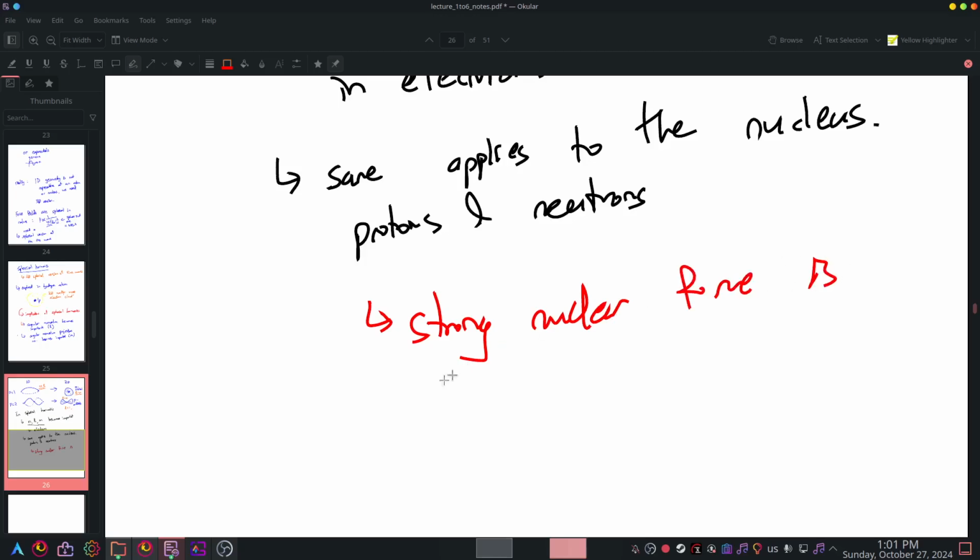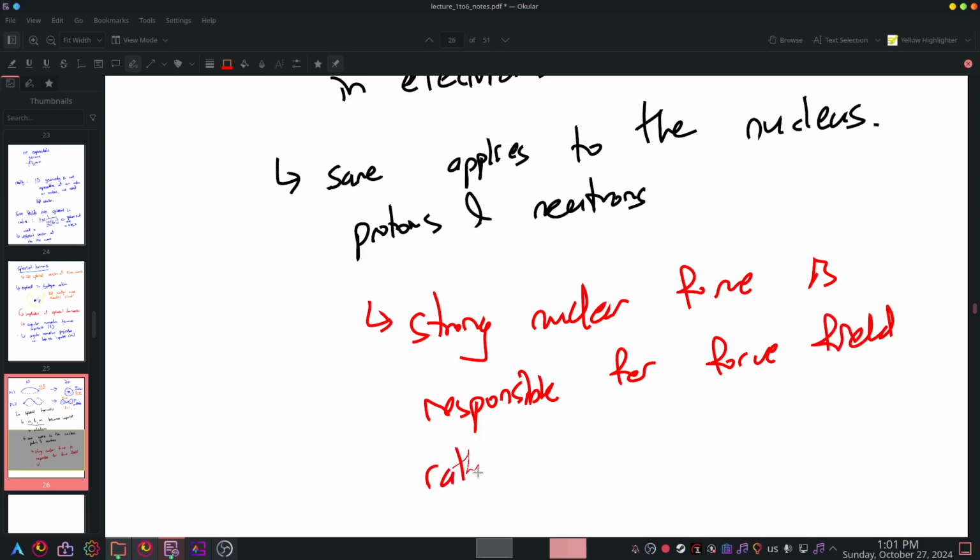This force is responsible for the force fields rather than electric. Okay, so electric force actually plays a little bit of a role, but most of it is dominated by the strong nuclear force. Why does electric force play a role in this nuclear physics? Because the protons actually repel each other within the nucleus. However, the strong nuclear force is stronger than these protons.